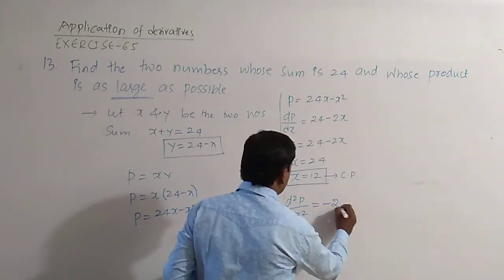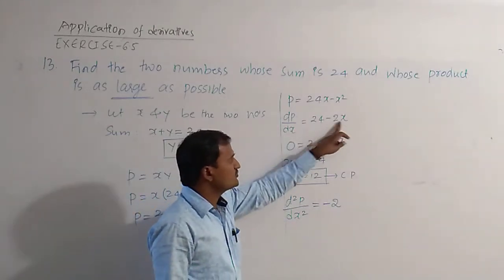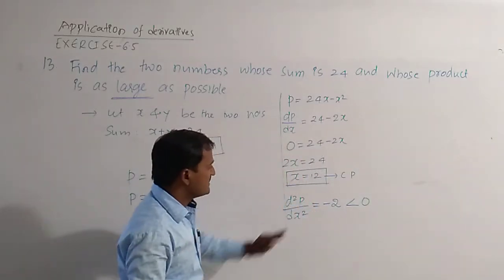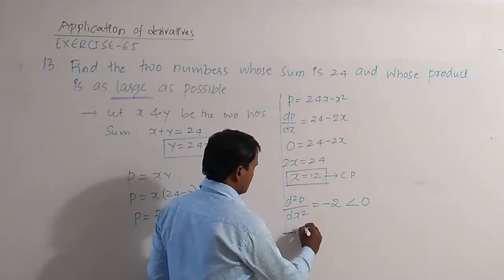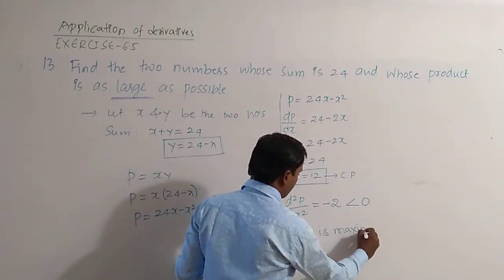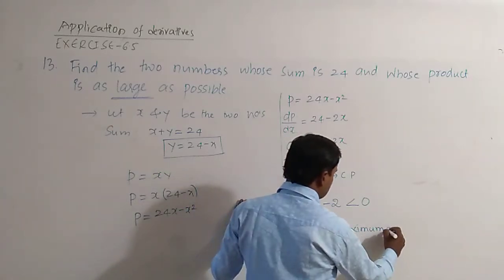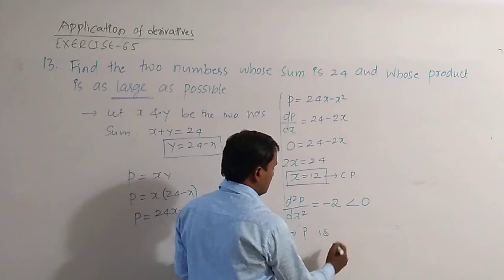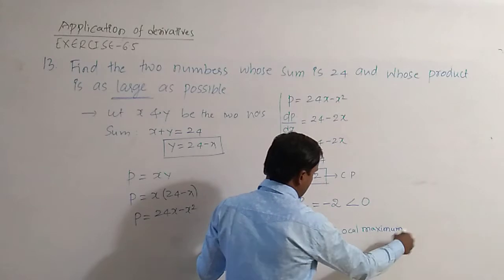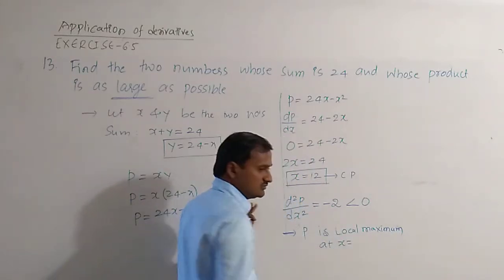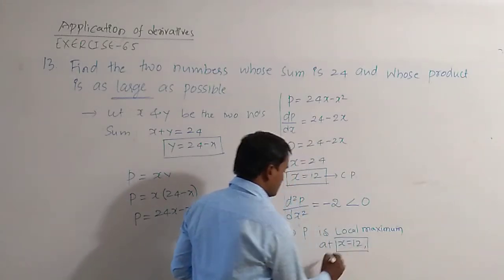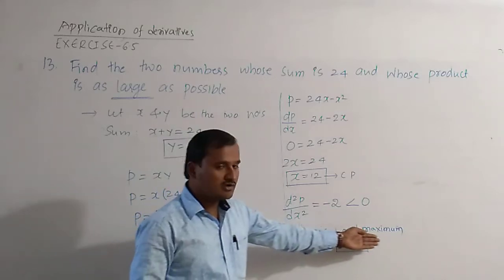So clearly we are getting a minus of 2, because the differentiation of 2x is minus 2, which is less than 0. Less than 0 means what is the conclusion? So clearly p is maximum. P is a local maximum at x equal to 12, and the value x equal to 12 represents the point of local maximum.